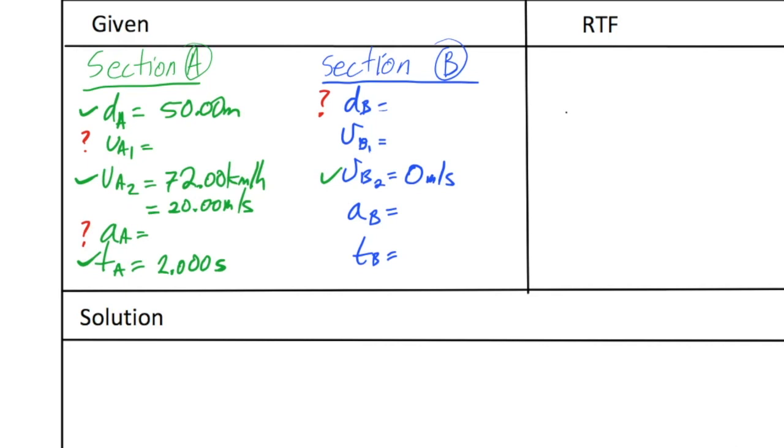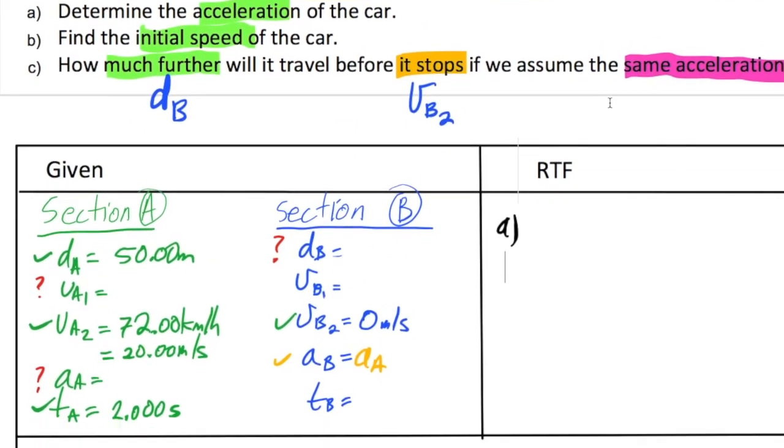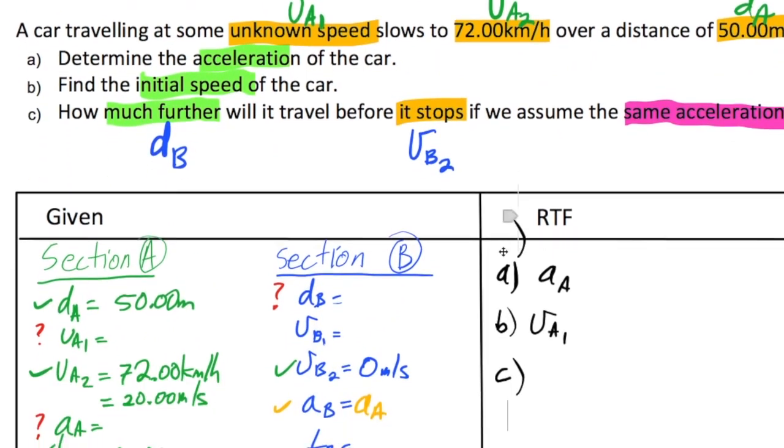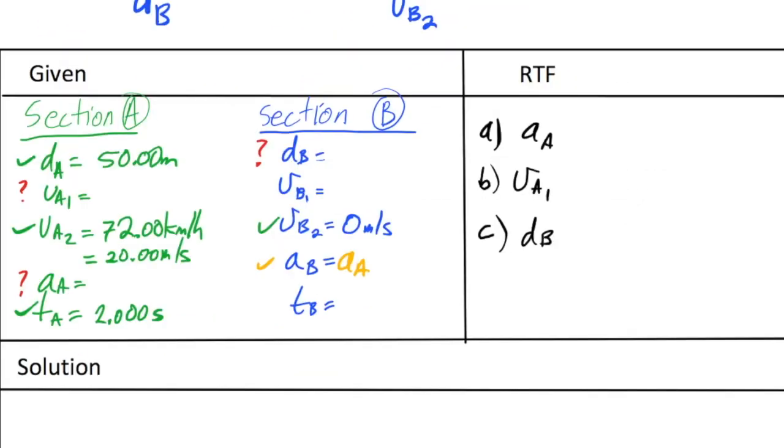That means that we know that the acceleration in section B is equal to the acceleration in section A. So when we find the acceleration of section A, we will have that value for section B, which I've drawn as an amber check mark because, again, it is subject to error. So while we're at it, let's document our RTF. For part A, we're looking for the acceleration in section A. For part B, we're looking for the VA1. And in part C, we're looking for the distance in section B.